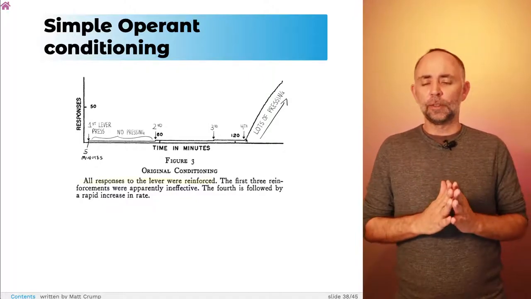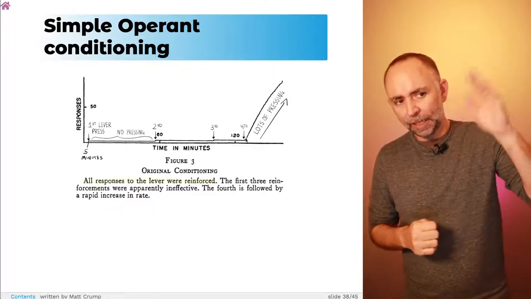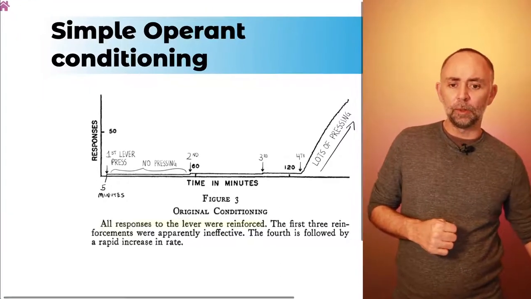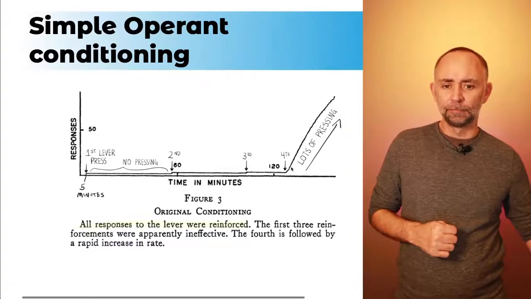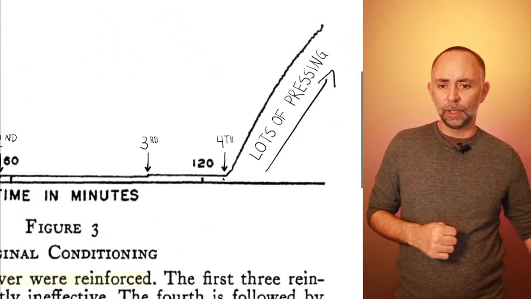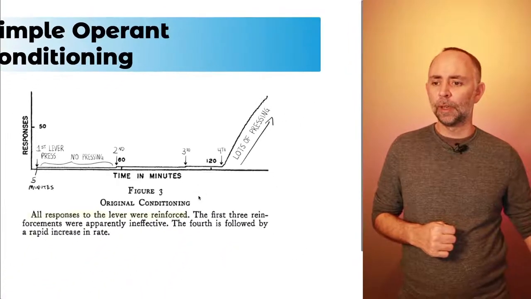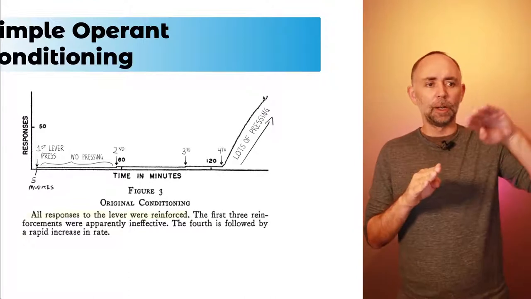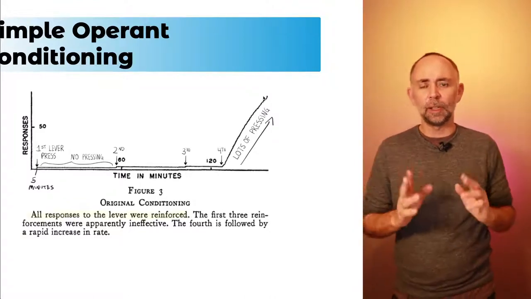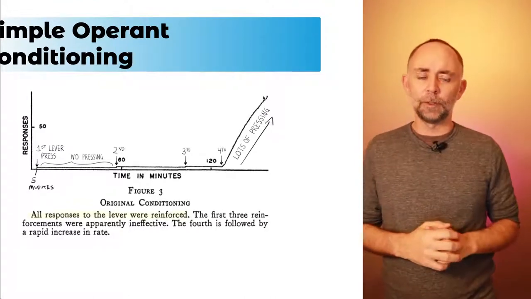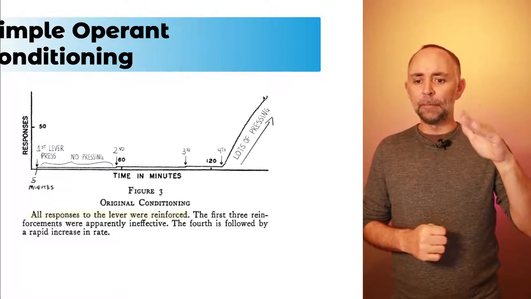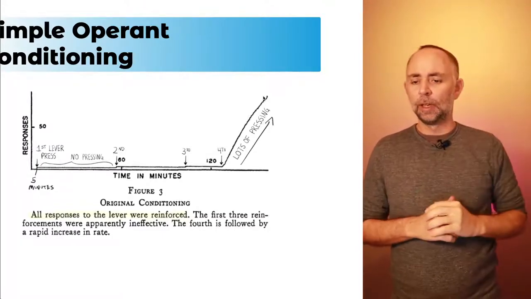But also, they didn't start banging that lever right away. It took a while. Look what happened after the fourth press, though. This line just shoots up, and I've indicated lots of pressing. That means the number of lever press responses is just going up and up and up. It's almost like a kind of aha moment goes off in the rat. It's like, oh, this thing's giving me rewards. Bam, bam, bam, bam, bam, and it just goes up.